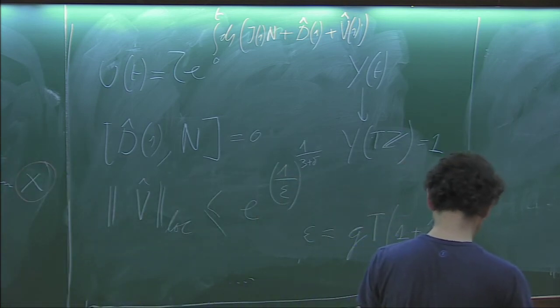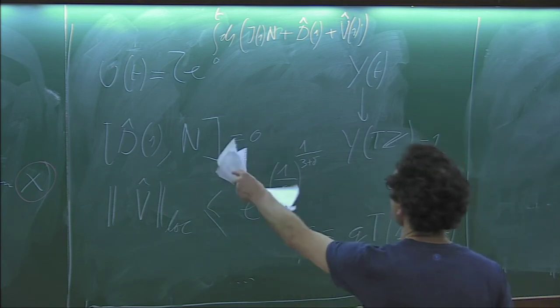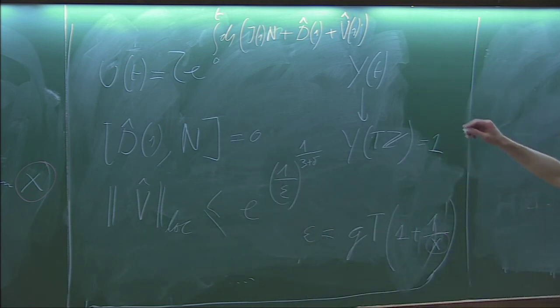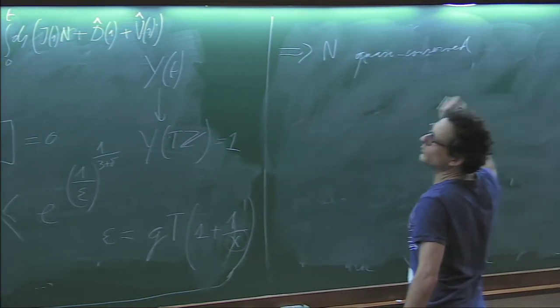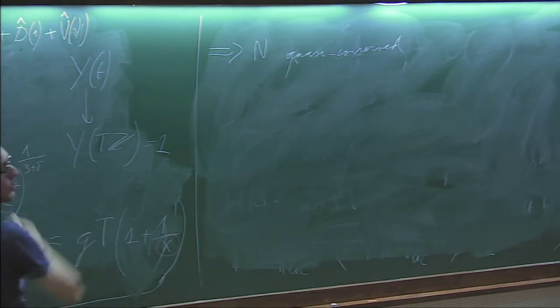So what do I need to tell you about that? Well, of course, it's clear that a conclusion of that is that indeed N is quasi-conserved, right? Well, because it commutes obviously with that, and it commutes with that, and that guy is very small. So that conclusion remains the same.